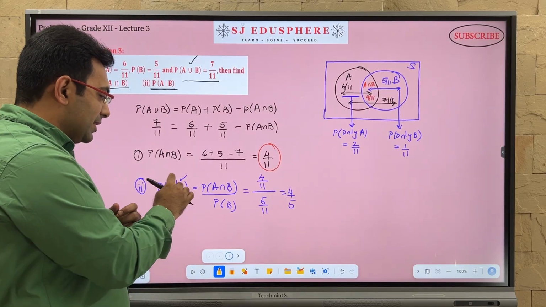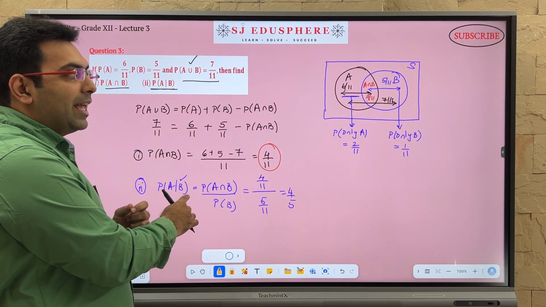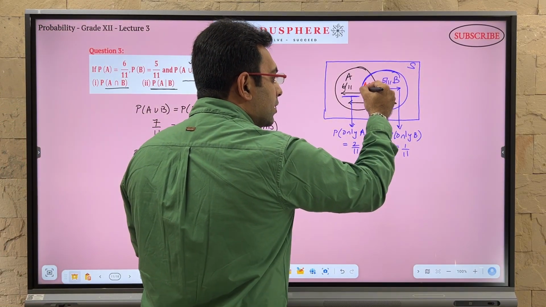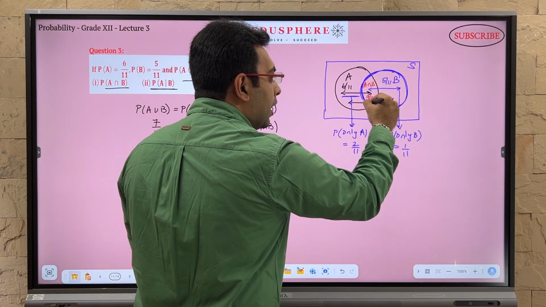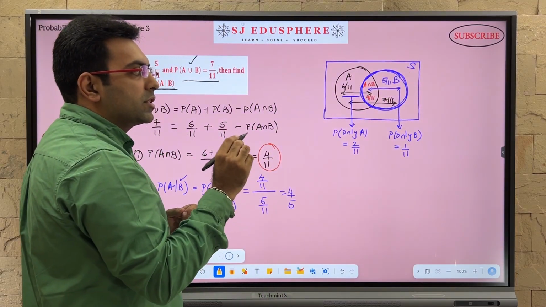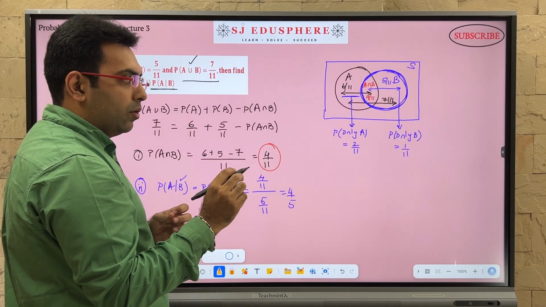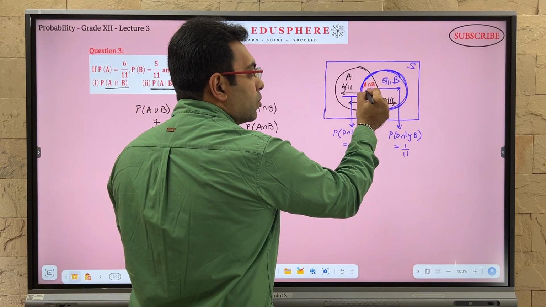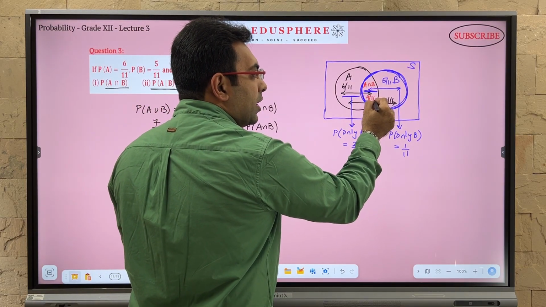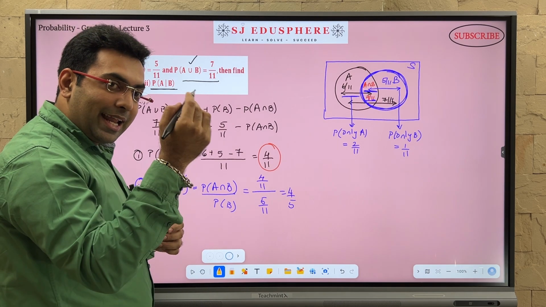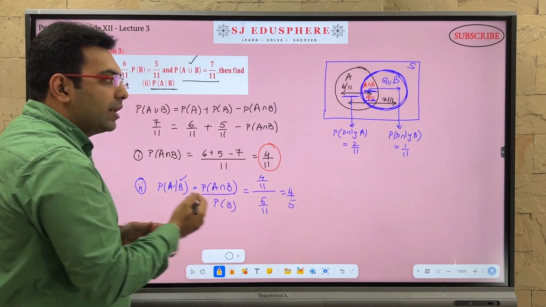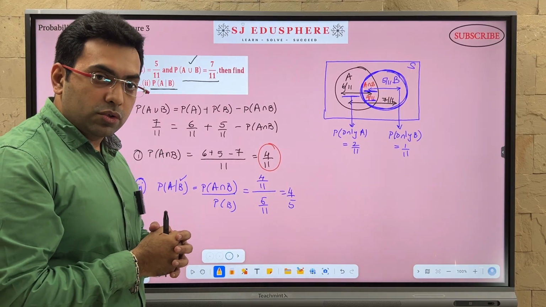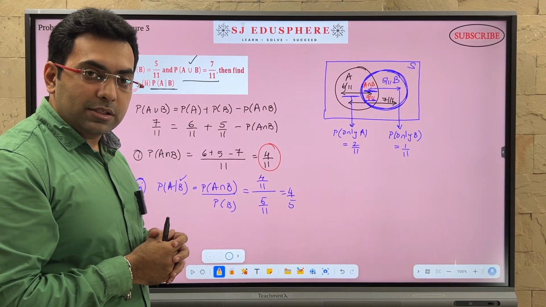My question says A will take place given that B has already taken place. I am saying the circle B has already occurred, which is 5 by 11. In that, my A will take place. That means only this intersection share, which was 4 by 11. And hence we had 4 by 11 upon 5 by 11. So if you decode the Venn diagram also, you can verify your answers.